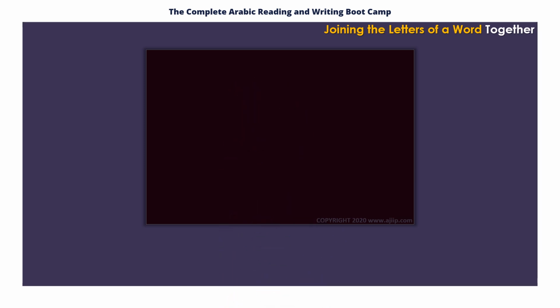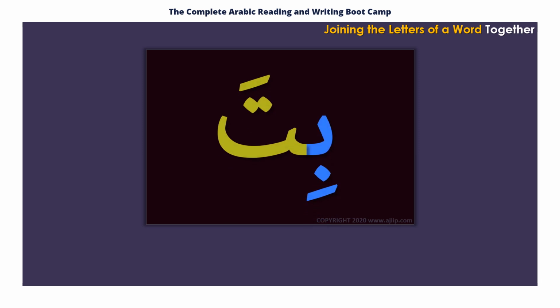So, can you guess what two letters are joined in this example? To begin with, we could spot that the first letter has sort of the Ba shape and a dot at the bottom. So that must be Ba, and the second letter has got to be a Ta, because it has the Ta shape and two dots on top.